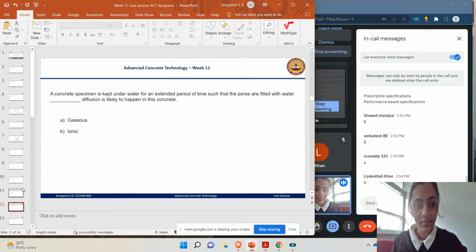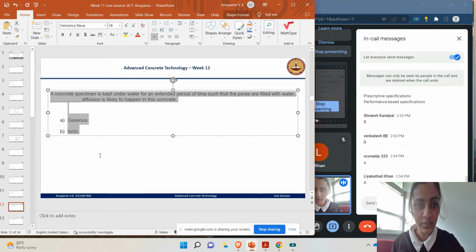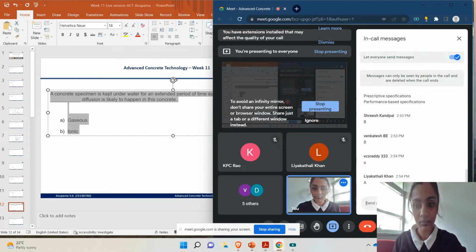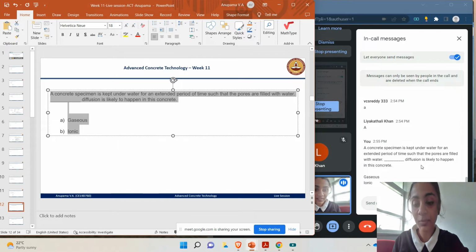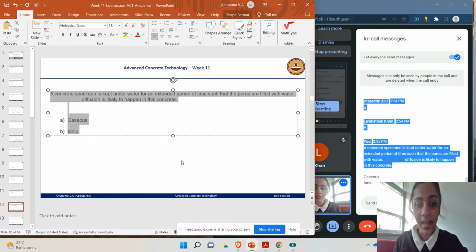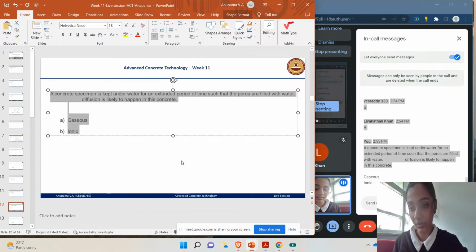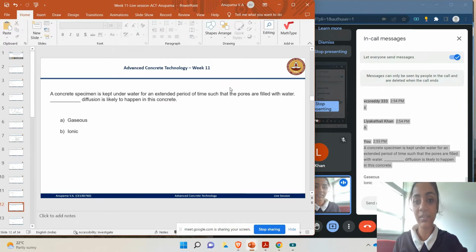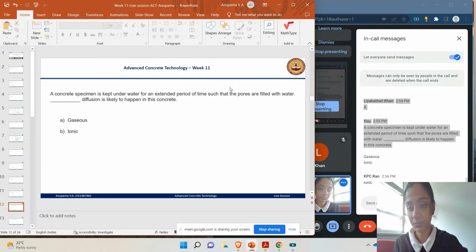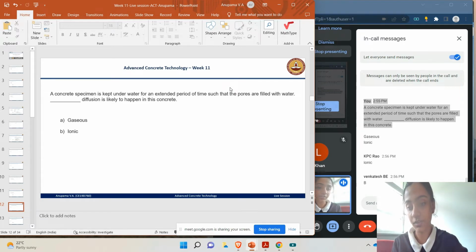Okay. So, moving on to the next question. Suppose there is a concrete specimen which is kept underwater for an extended period of time, such that the pores are filled with water. Now, dash diffusion is likely to happen in this concrete. To make the point clear, it is given that the pores are filled with water. Now, what diffusion is likely to happen in this concrete? Gaseous diffusion or ionic diffusion?